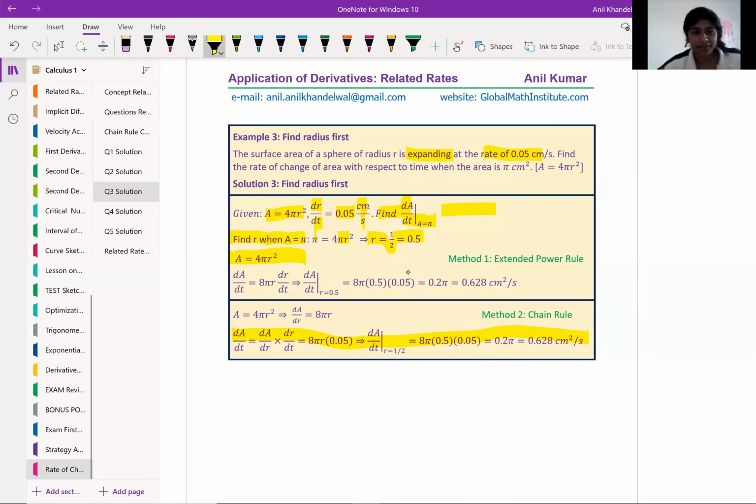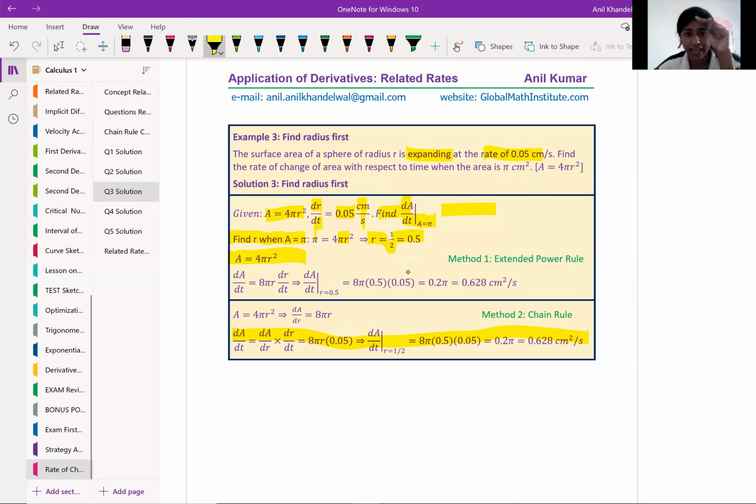Okay. So first we write down what's given. So surface area is 4 pi r squared. We're given the rate, so that's 0.05 centimeters per second. So derivative of r, dr over dt, yeah. Correct. Then it says find the rate of change of area with respect to time.